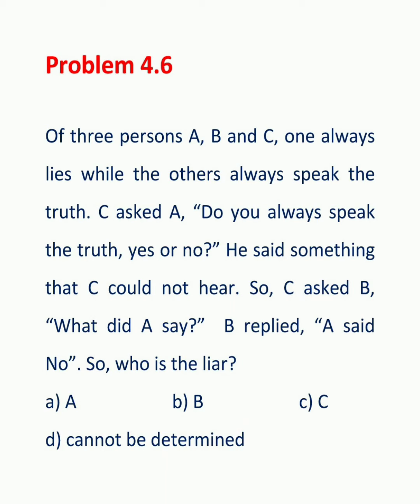Next problem 4.6. Of 3 persons A, B and C, one always lies while the others always speak the truth. C asked A, do you always speak the truth? Yes or no? He said something that C could not hear. So C asked B, what did A say? B replied, A said no. So who is the liar? Options: A, B, C and cannot be determined.